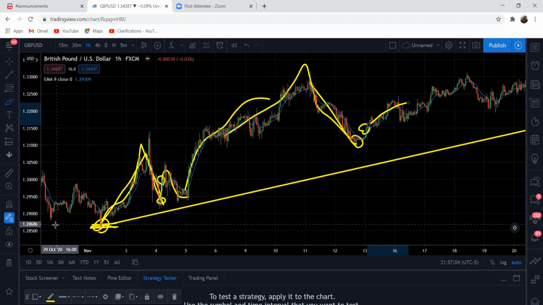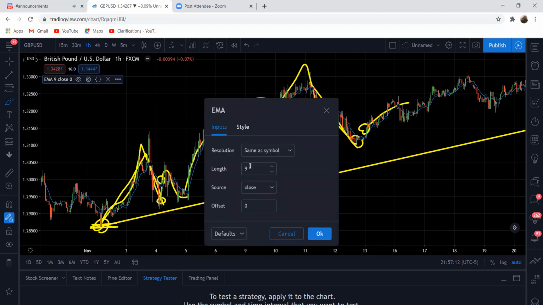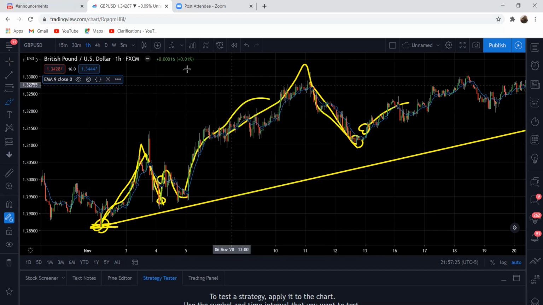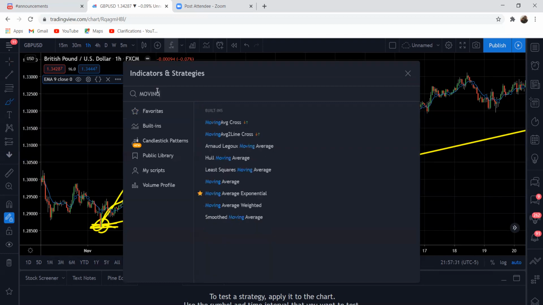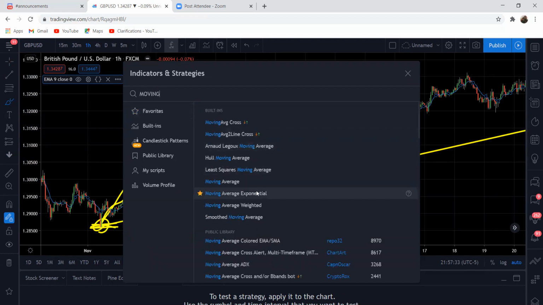Now, another way you can utilize the moving average, which is what a lot of people do, is they like to incorporate multiple moving averages. And most importantly, they like to raise the amount of days, increase the length on the MAs. So what I'm going to do is add an additional moving average here.